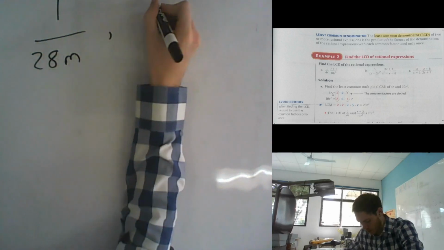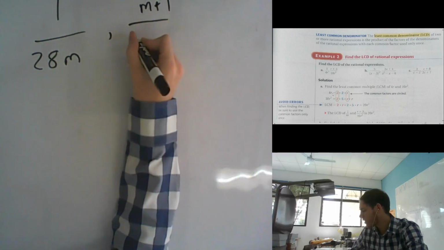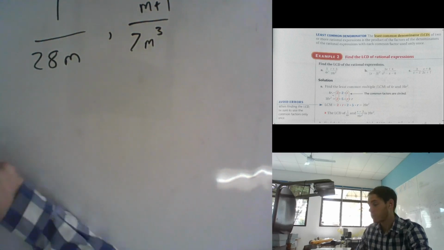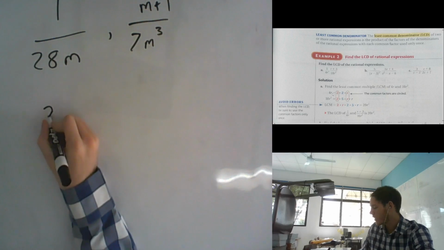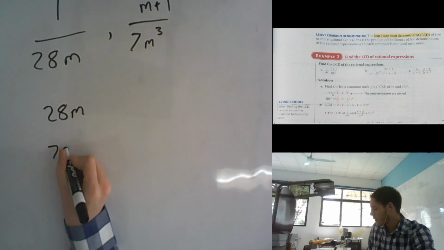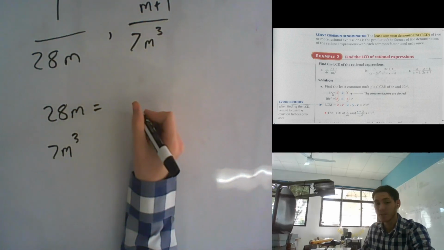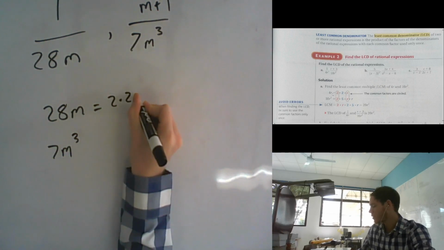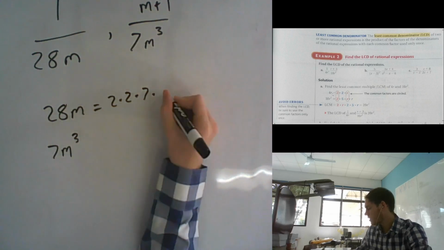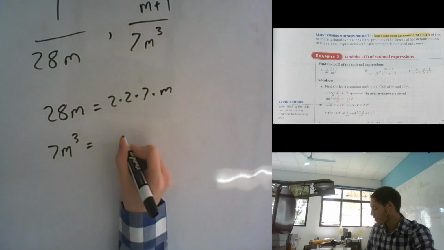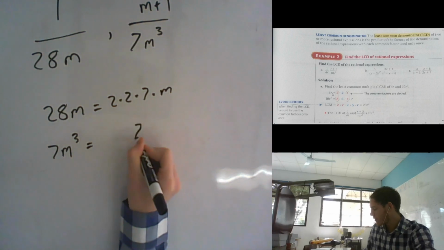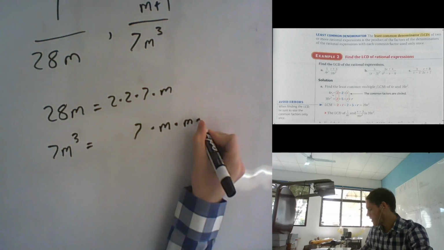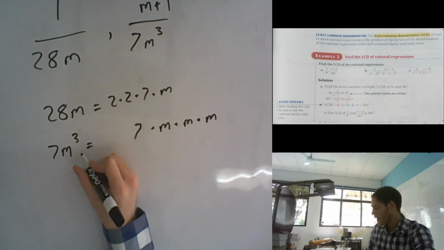28m plus 1 over 7m cubed. For this, we're going to look at both 28m and 7m cubed. 28m is a product of 4 times 7, which will give us 2 times 2 times 7 times m. 7m cubed is a product of 7, I'm just writing it underneath for my own sake, times m times m times m. So what's common between both of these?